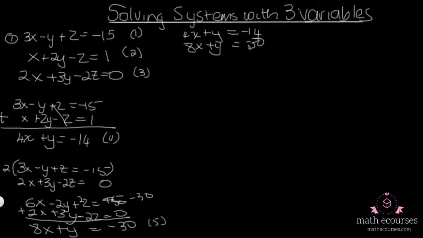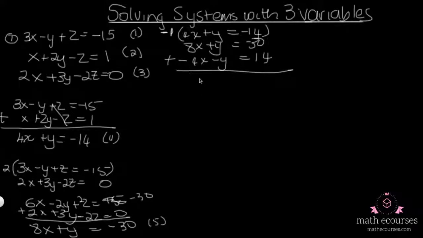I can easily eliminate this. I probably would eliminate y. You could choose to just subtract everything, but for the sake of consistency, I'm just going to go ahead and multiply this first equation by negative 1 and write it right here. So I have negative 4x minus y equals 14, and then I can add these 2.